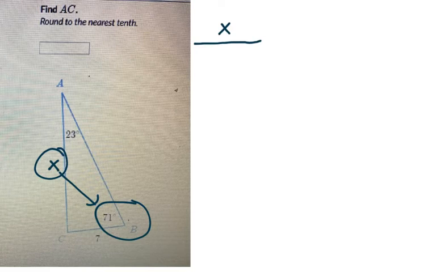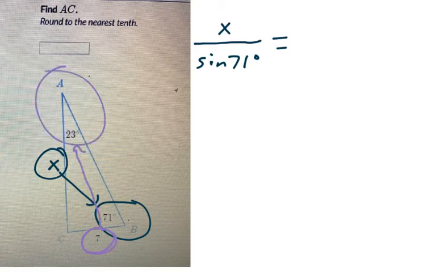So little x is going to go with the sine of its opposite angle, 71 degrees. That's got to equal, notice the 7 here is opposite with the 23-degree angle A. So I know that 7 goes with the sine of 23 degrees.